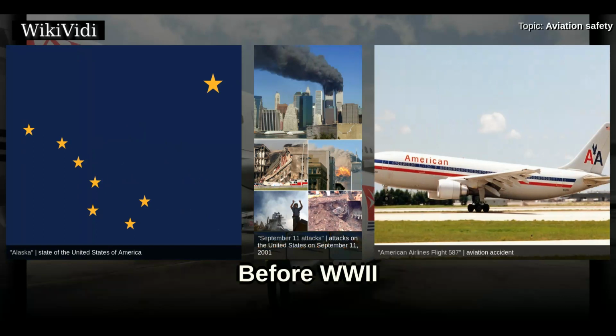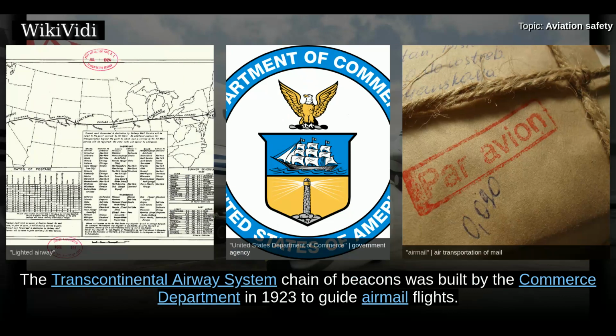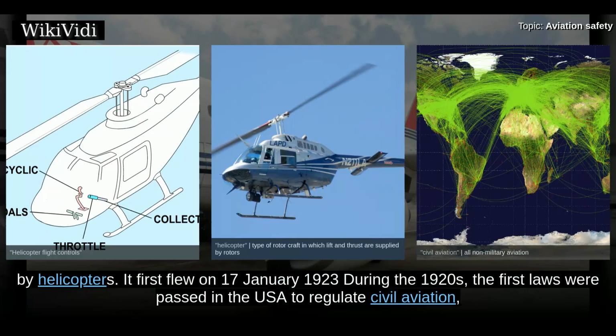Before World War II. The first aircraft electrical or electronic device, an avionics system, was Lawrence Sperry's autopilot, demonstrated in June 1914. The Transcontinental Airway System chain of beacons was built by the Commerce Department in 1923 to guide airmail flights. Gyrocopters were developed by Juan de la Cierva to avoid stall and spin accidents, and for that he invented the cyclic and collective controls used by helicopters. It first flew on the 17th of January 1923.